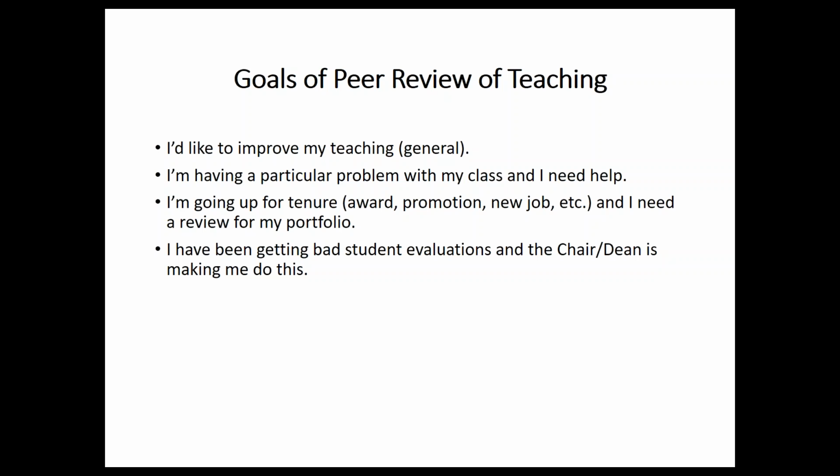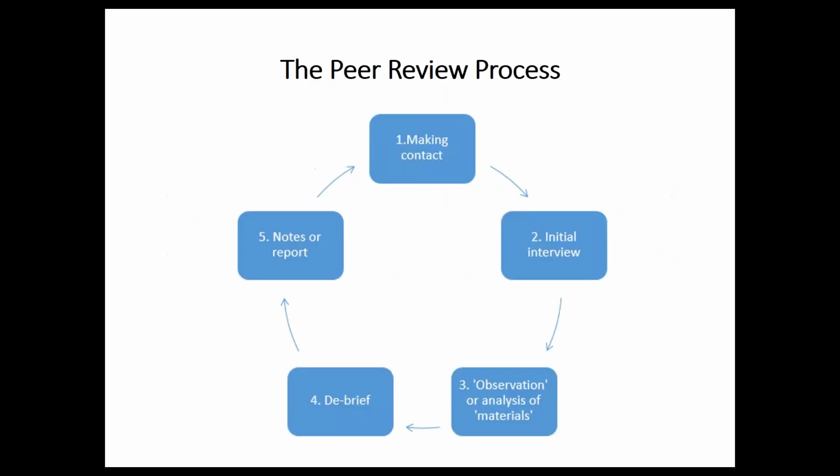The final one, I've been getting bad student evaluations, and the chair or dean is making me do this. The voluntary nature of peer instructor review is key to its success. This one is a hot potato for obvious reasons, not the least of which the person asking for the review doesn't really want one and is already feeling oppositional. I would just drop this completely and let someone else, like the chair themselves, deal with it.